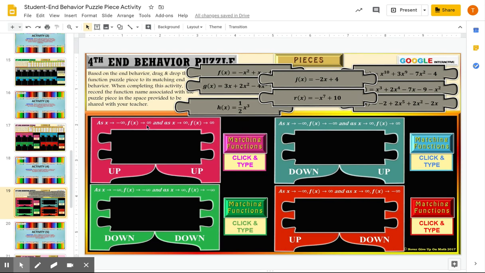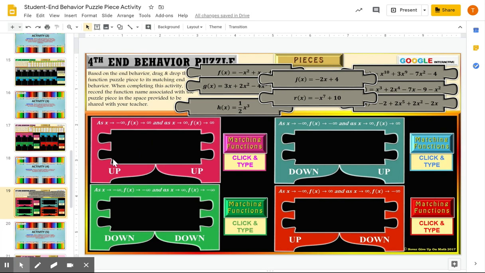Well, what that means is as x is going more and more to the left, the graph is going more and more positive. It's going more and more up. So this is basically saying up on the left, and then over here it says as x is going to infinity. So as our graph gets closer and closer to infinity on the horizontal axis, so going toward the right, f of x is going toward positive infinity, so it's going up on the right.